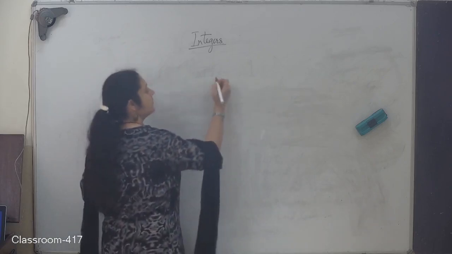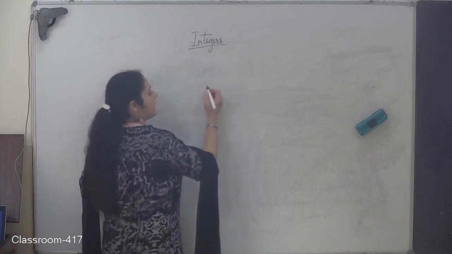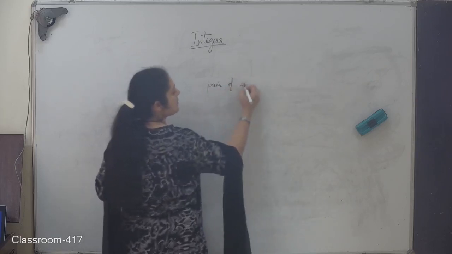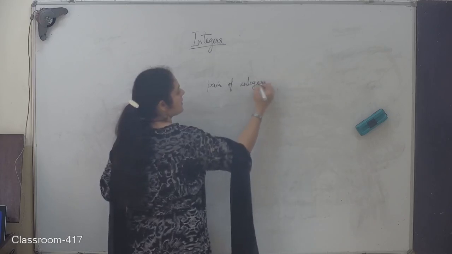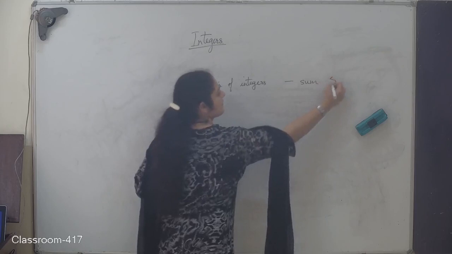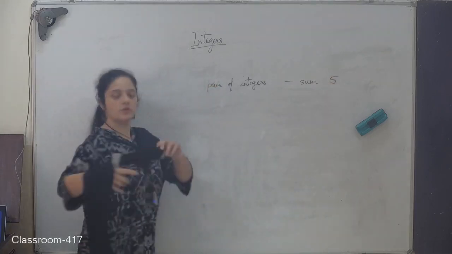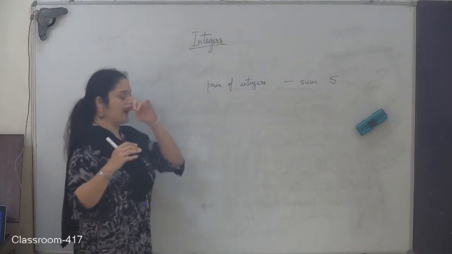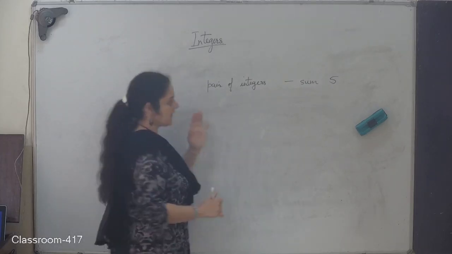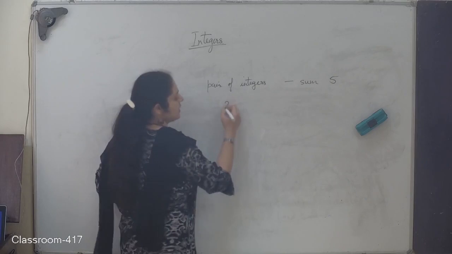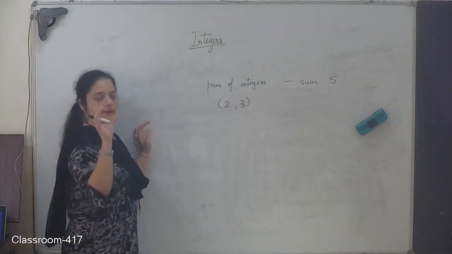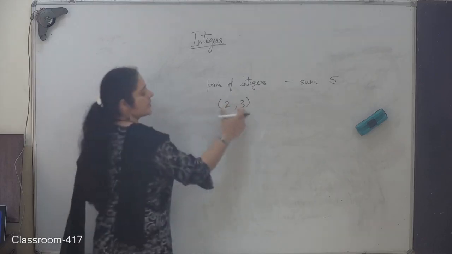Supposing I say, give a pair of integers whose sum is 5. Right? Supposing you have to give a pair of integers whose sum is 5. Now, you have to find two integers which when you add give 5. So, the easiest being, if this is my pair of integers, when I'm talking of a pair, we'll write it as two numbers in a bracket.